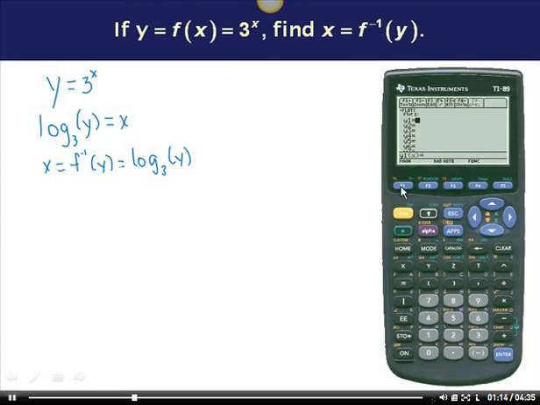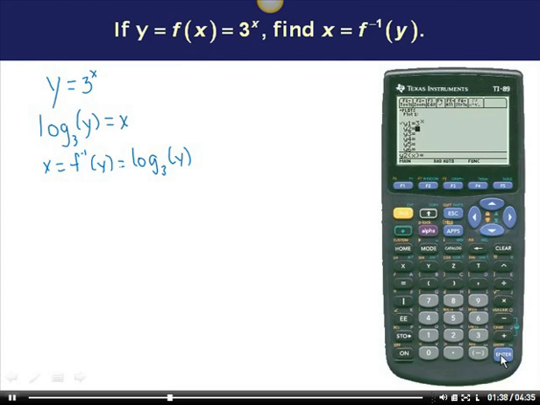In y1, I'm going to plot 3 to the x. In y2, I want to plot my logarithmic function. There's a couple of things I have to remember here, though. First, on a graphing calculator, y always has to be written as a function of x. So I am actually going to have to switch variables to graph this. I want to graph y2 equals log base 3 of x.